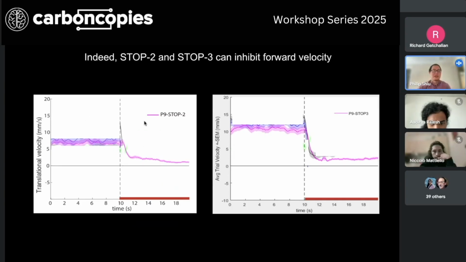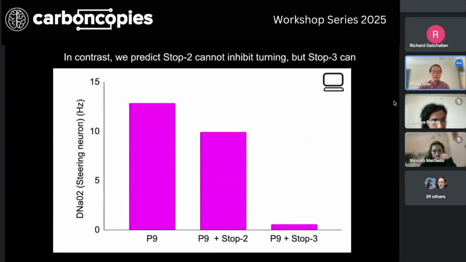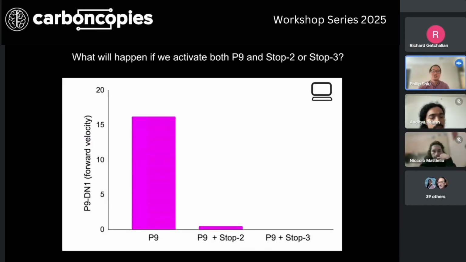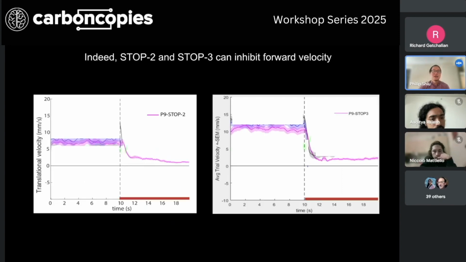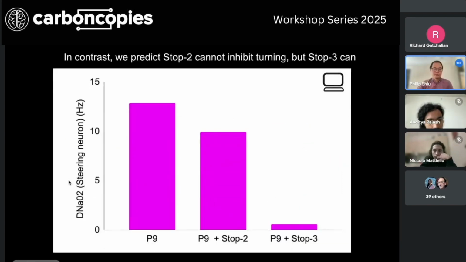Consistent with data that I had previously shown you, activating STOP2 or STOP3 decreases the velocity of the fly. One really exciting thing that we found, in contrast to the data I showed before where STOP2 and STOP3 can control the forward velocity, is that we also looked at the activity of DNAO2. This is the steering neuron that controls turning. What's quite interesting is that when we activate STOP3, this completely eliminates DNAO2. So the prediction then is the fly would stop.